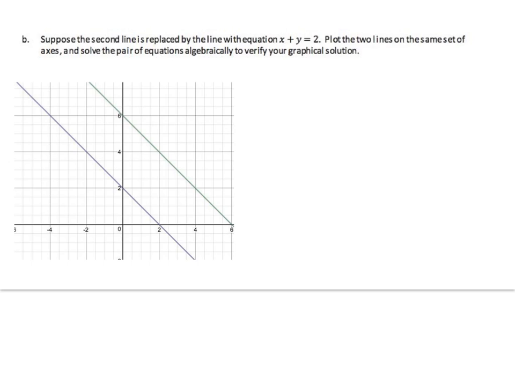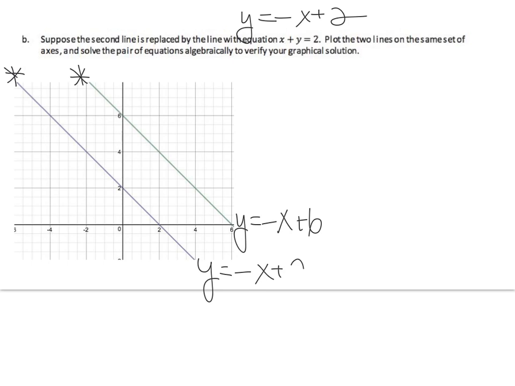Suppose the second line is replaced by the line with the equation y equals negative x plus 2. Plot the 2 lines on the same set of axes and solve the pair of equations algebraically to verify your graphical solution. This was the first one we did from the previous slide, and then the new one. If I go to 2 and then a slope of negative 1, and if you look, this one was y equals negative x plus 6. Y equals negative x plus 2.